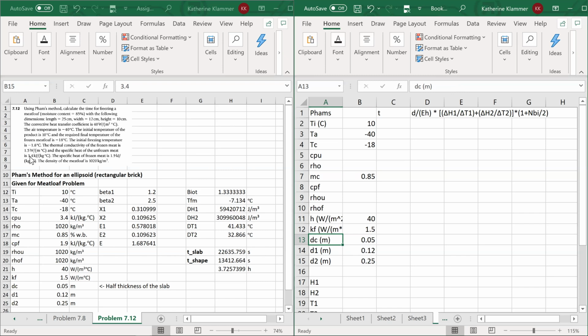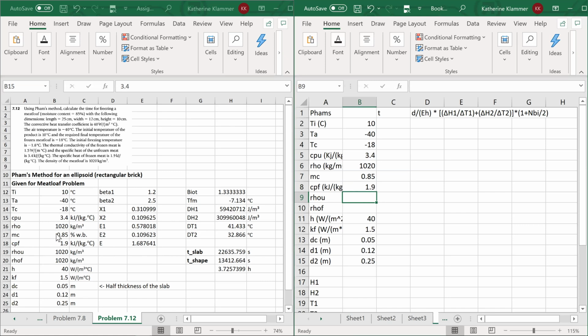Specific heat of the unfrozen meat is 3.4. So that is here. Density, since we're here, is 1020, and that is kilogram per meter cubed. Specific heat of the frozen meat is 1.9. And again, that's going to be in kilojoules per kilogram times C. Wait, no. Yes, sorry.